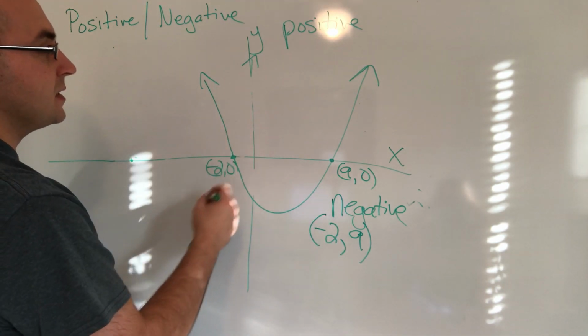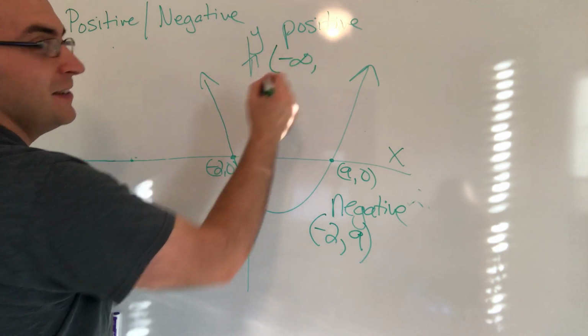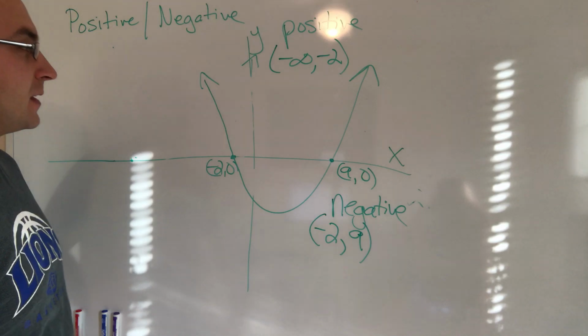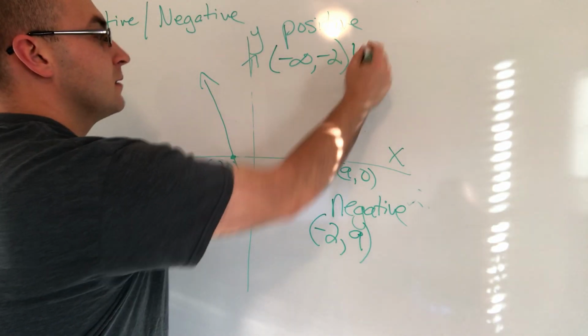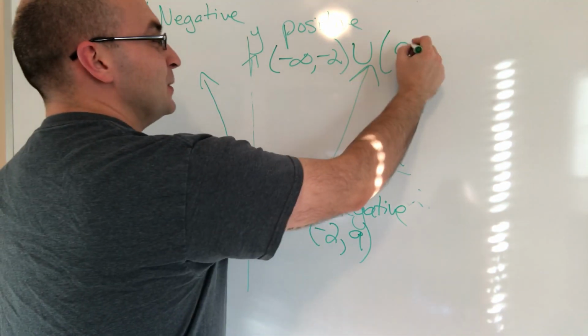Good to go. Positive, remember it's 2 sections for positive. Negative infinity to negative 2. Junior's barking. And because there's a break here, and then it's from 9 to positive infinity.